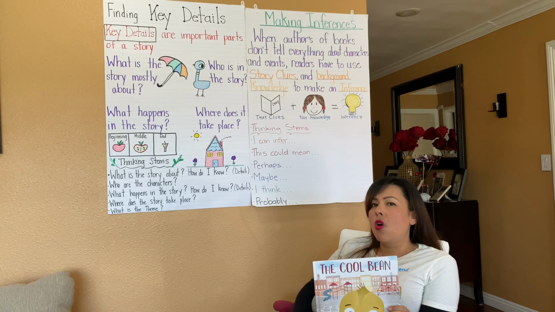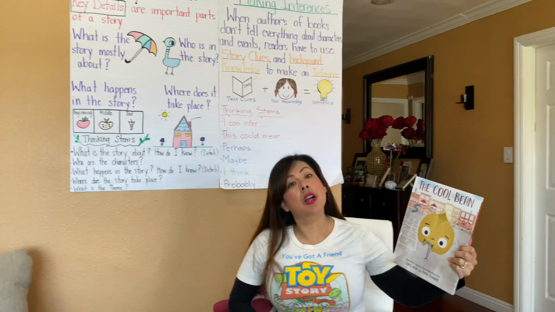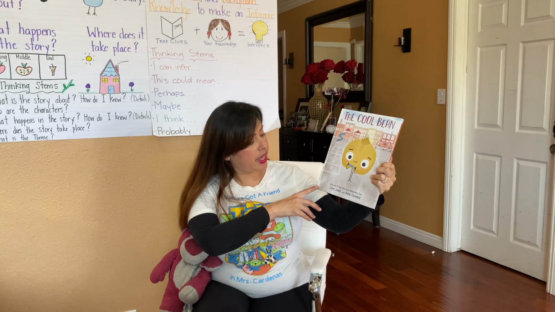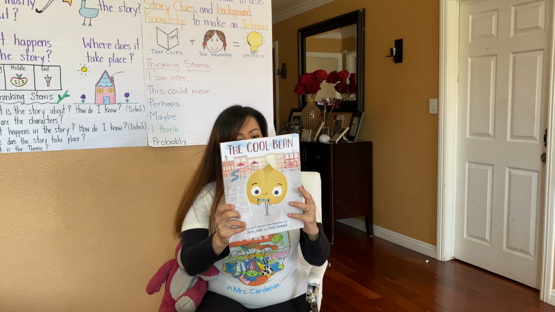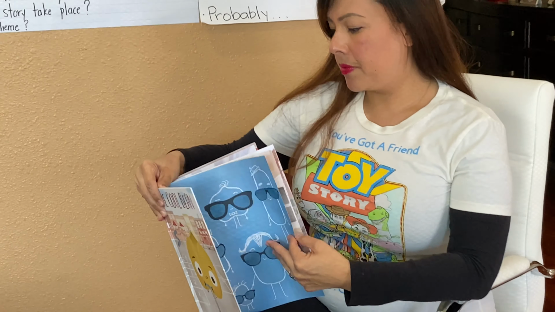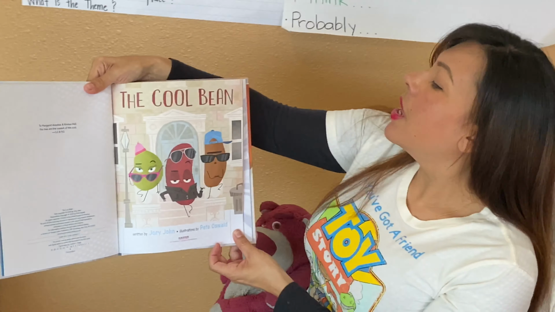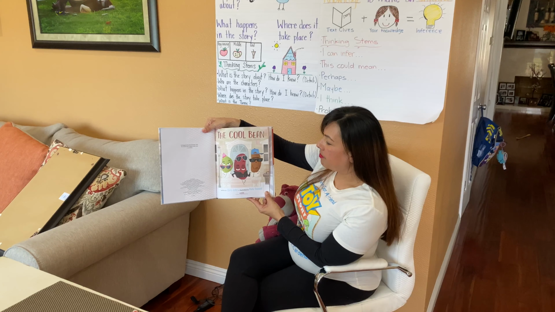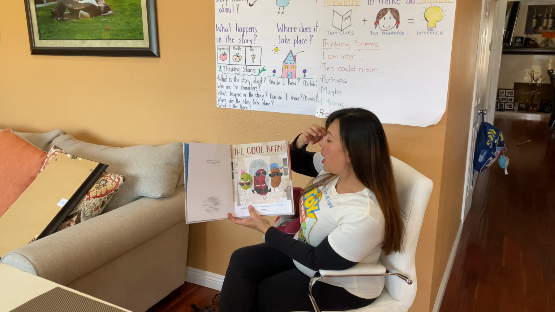Okay, so we're going to begin with our interactive read aloud. This is a new book called The Cool Bean that I'm going to read for you today. This book is by Jory John and Pete Oswald. The Cool Bean. And let's look at this picture. What do we notice right away? So I'm going to share it with my friend Lotso, because I already noticed.